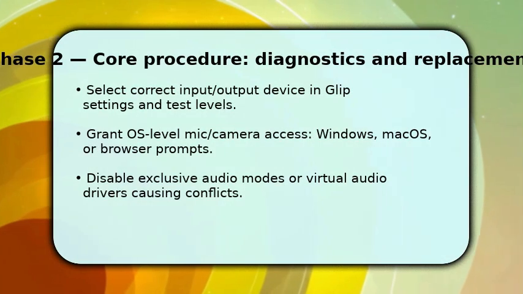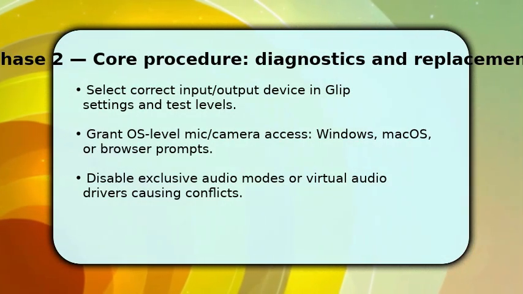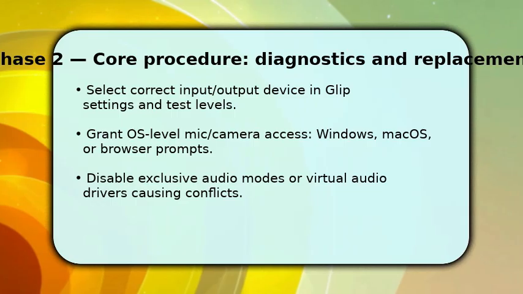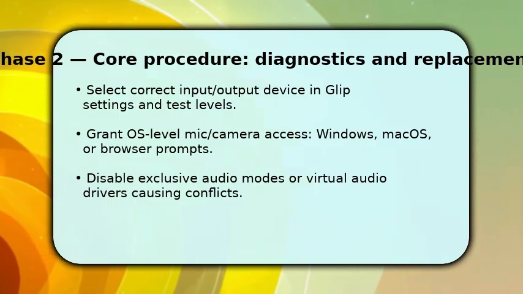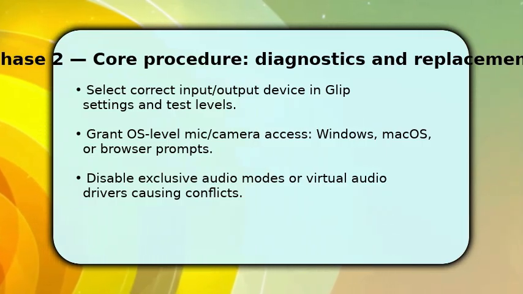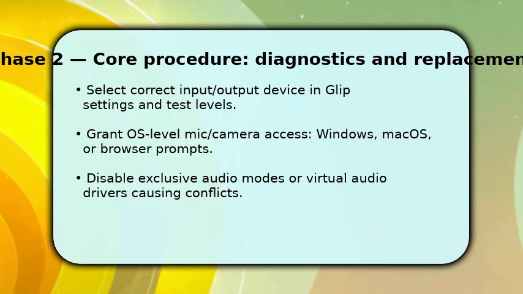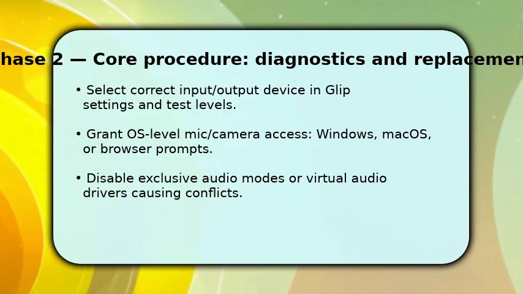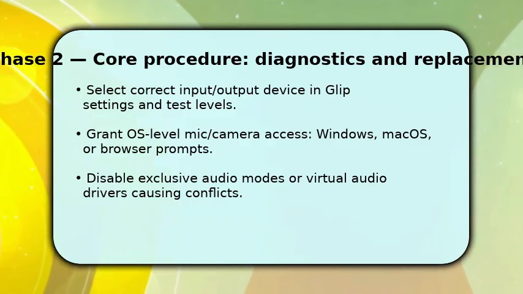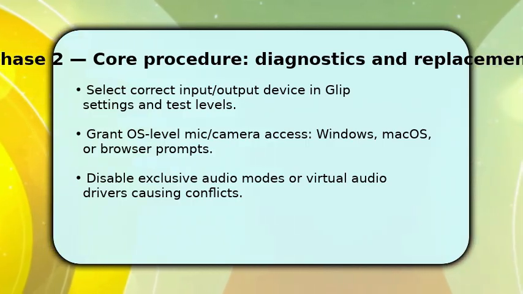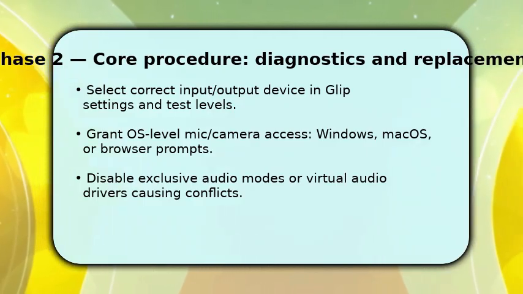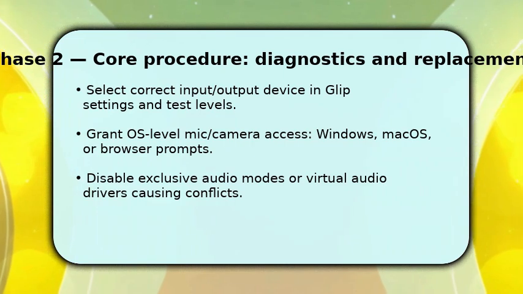Now focus on how Glip talks to your hardware. In Settings, choose the exact microphone and camera device, then run a quick test to confirm signal. Make sure the operating system, Windows or Mac OS, or your browser has explicitly granted mic and camera permissions to Glip. Also, check for virtual audio drivers or exclusive mode settings that seize the audio device. Disable exclusive control and uninstall conflicting virtual drivers if necessary. Once you complete these steps, Glip should be able to initialize the recorder cleanly.